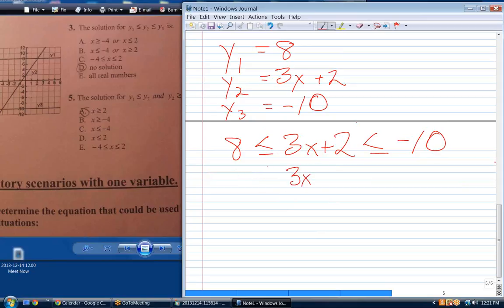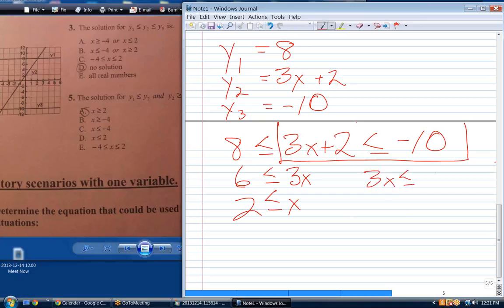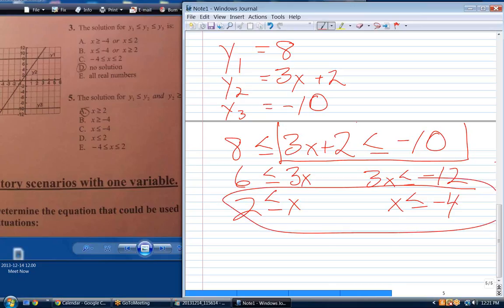You get 6 is less than or equal to 3x, so divide both sides by 3, you get 2 is less than or equal to x. Okay. Now solve this one. 3x is less than or equal to negative 12. Divide by 3, you get x is less than or equal to negative 4. So those are our answers. Which one says that? Oh, they're clever here. They didn't put it. No solution?